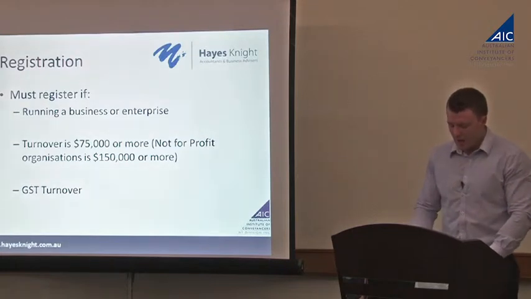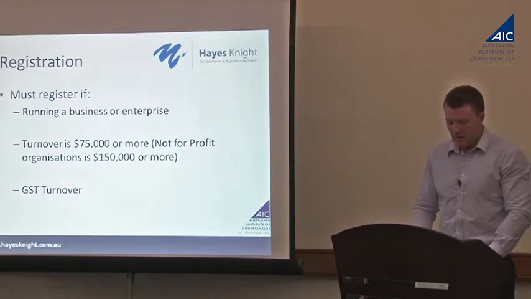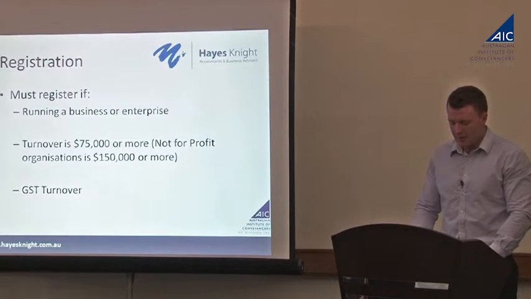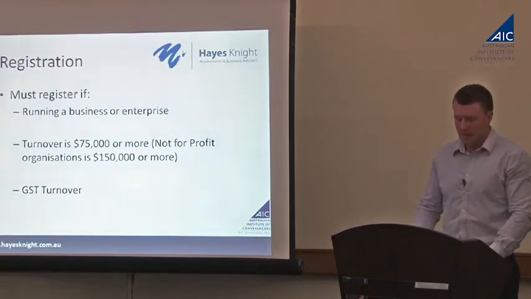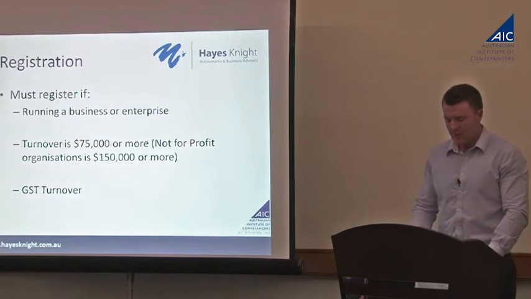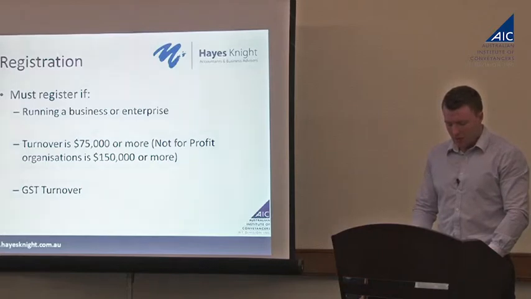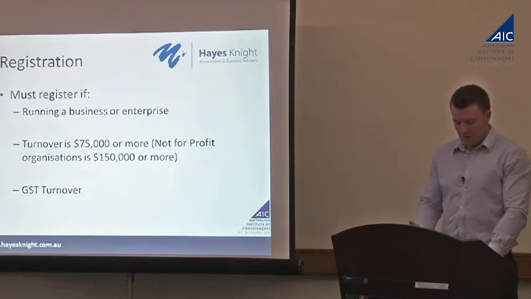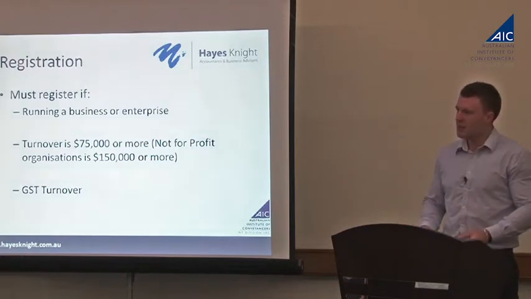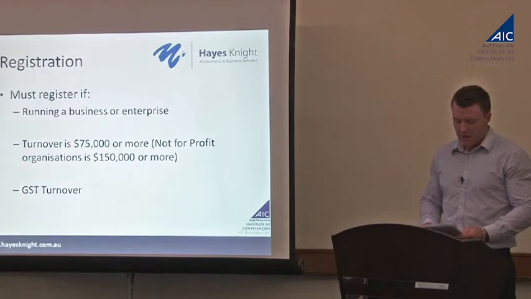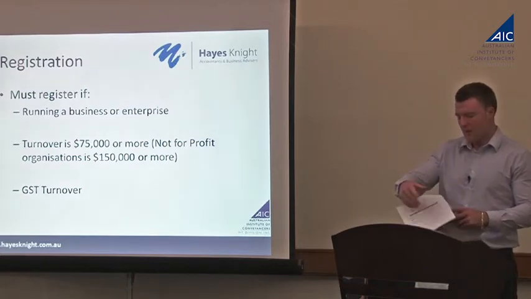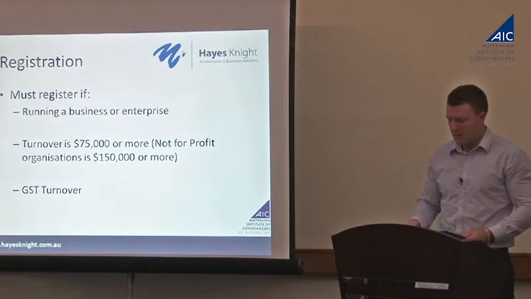So in addition to running a business or an enterprise, if your GST turnover is $75,000 or more over a 12-month period, then you're required to register for GST. Now, just briefly, GST turnover, that's $75,000 over a 12-month period, excluding GST. And the way we would usually measure that is the 12 months leading up to the current month, or 12 months starting with the current month, so a projected GST turnover. If you're setting up a business and you're expecting that your turnover is going to be greater than $75,000 in a year, then you'll be required to register for GST.